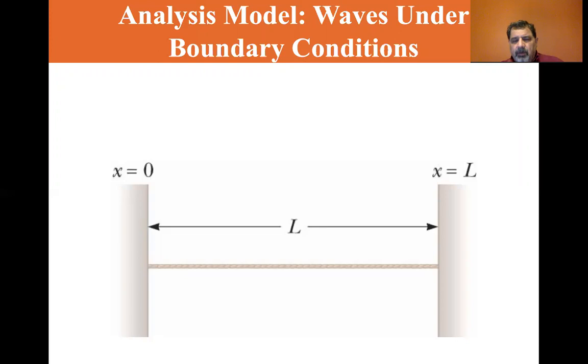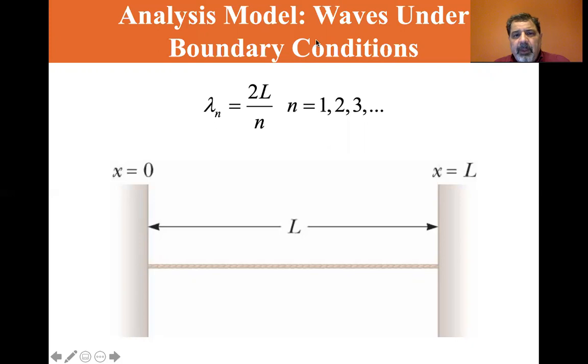So we have here a length L with a taut string anchored at both sides. We call the left side x equals 0, and on the right side x equals L. So the length of the string is L, and the wavelength of the frequencies that it will generate is twice the length divided by n, where n is equal to 1, 2, 3, and 4.